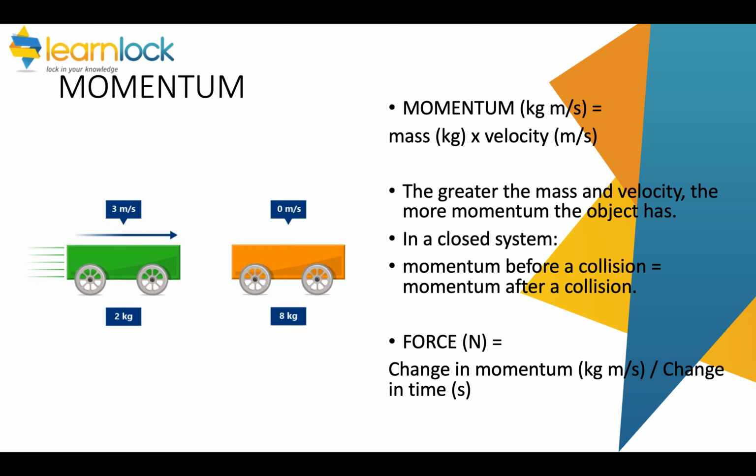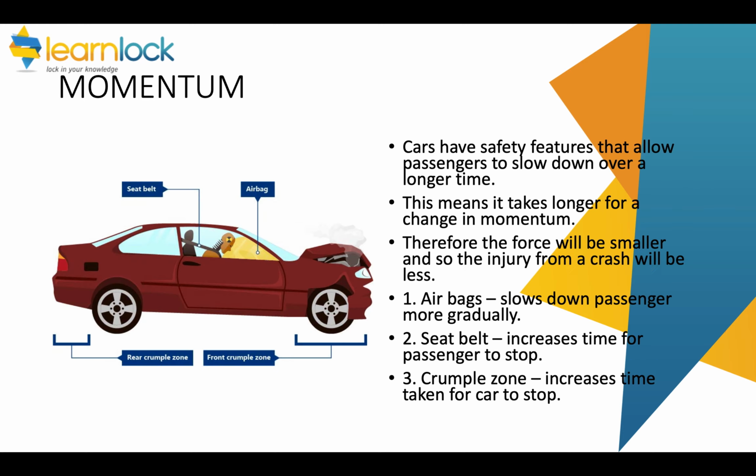Momentum. The momentum is mass times velocity. So the bigger the mass and the bigger the velocity, the more momentum an object has. And in a closed system, the momentum before a collision is the momentum after a collision.